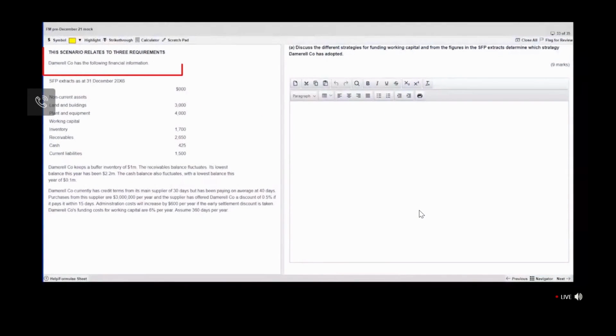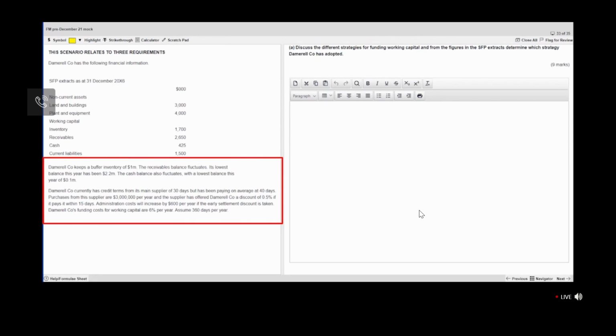So here we have Damerel Company. Damerel Company is a working capital question, and it has 3 requirements. 2 are discursive and 1 is a calculation. Having a look at the scenario now, you can see you've got some statement of financial position extracts showing the non-current assets and the working capital. 2 notes beneath the statement of financial position extracts.